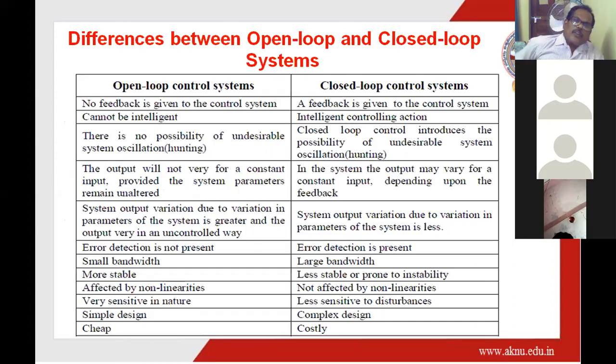Now, this is the difference between the open loop and the closed loop system. Here I give it in tabular form, where we can easily observe it. In the open loop system, the first point is there is no feedback. But in a closed loop system, there is a feedback path between the output and input. Here the open loop cannot be intelligent, but the closed loop has intelligent control action. That means the output always depends upon the control action. We can control the output by using the controlling signal or activating signal.